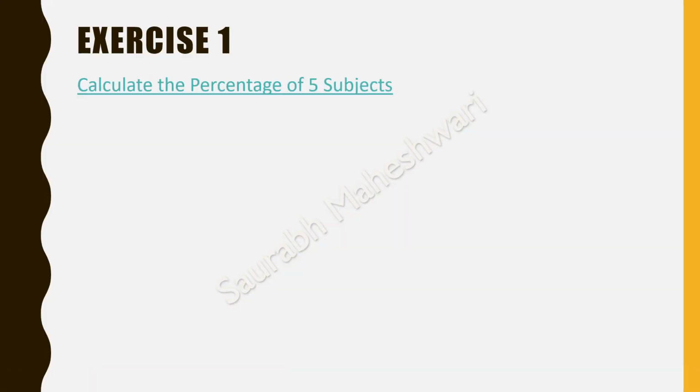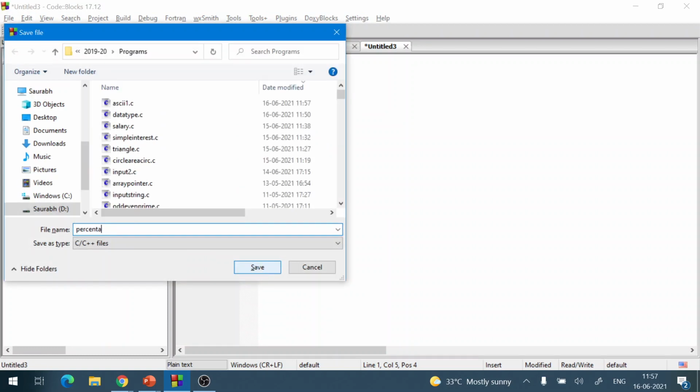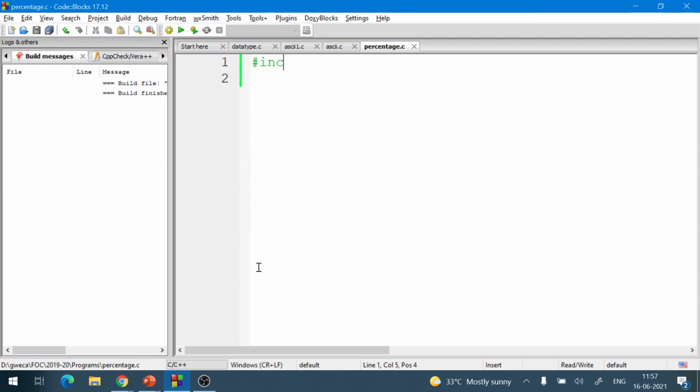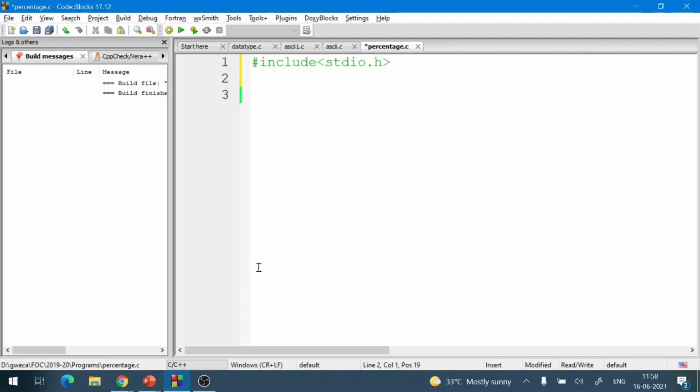Now let us see the next program, calculating the percentage of 5 subjects. This program should not be a big task for you. I save it as percentage.c, then include what we need. Our objective is to take input of the marks of 5 subjects out of 100, and we will calculate the percentage for the total only.